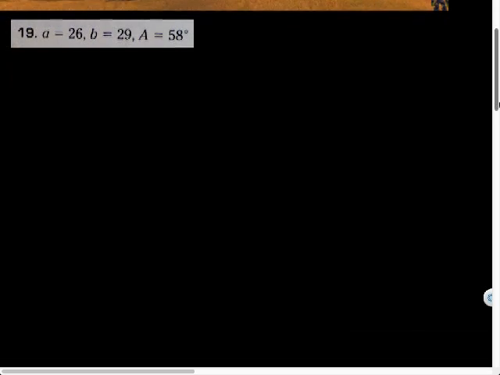So, problem 19, I've got an angle, 58 degrees, so let me draw a picture of this. 58 degrees, that's angle A. And side B would be my adjacent, so that's 29. And then side A is 26, and that is going to be a situation where we actually have two possible cases. How do I know that?